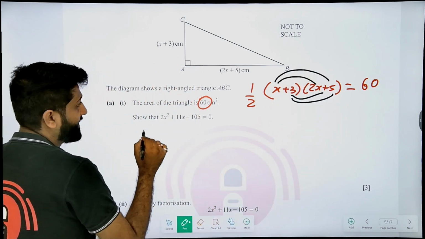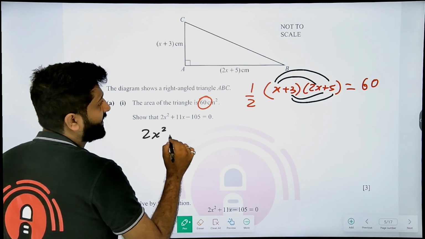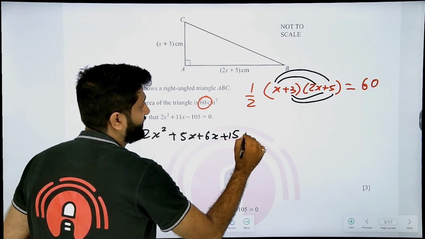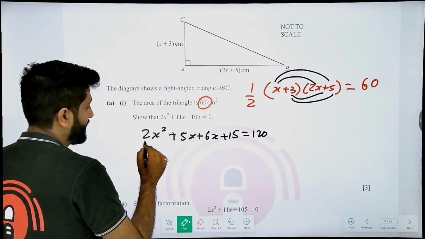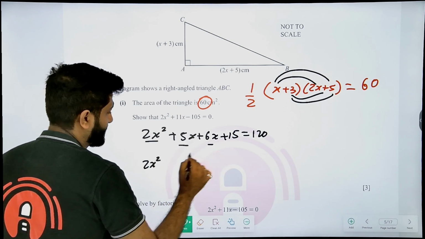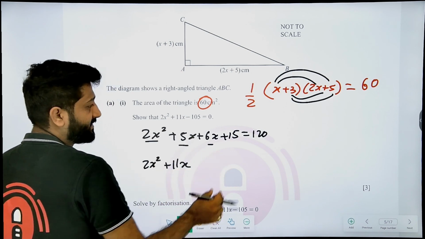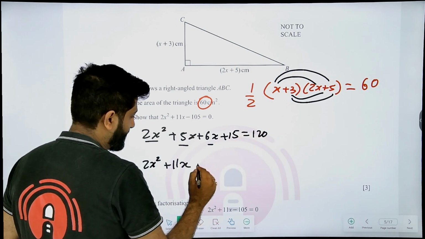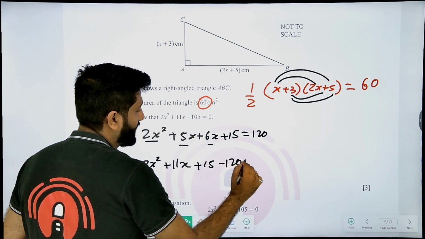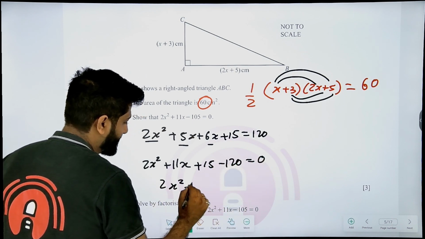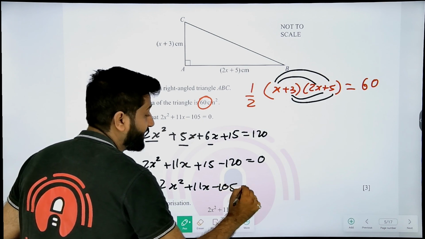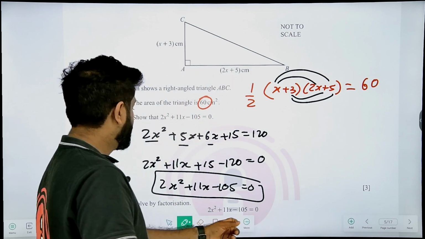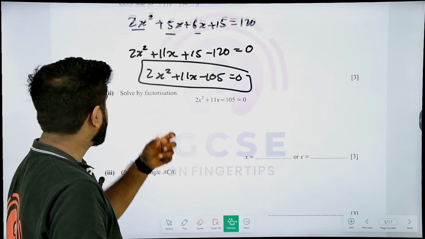So I have x into 2x, which is 2x square plus 5x plus 6x plus 15 equals to 120. So I have 2x square, 5x plus 6x is 11x, and plus 15 minus 120 equals to 0. So I can easily simplify this and write this as 105, which is what I was supposed to prove. That's it.